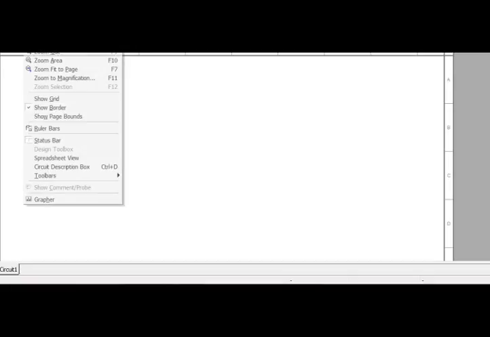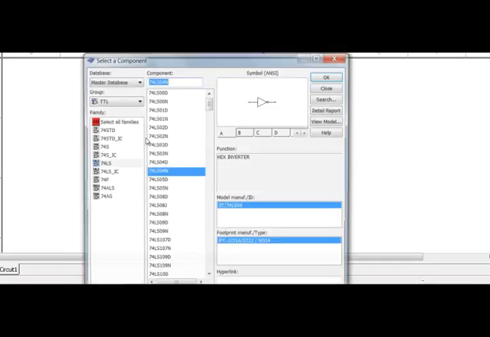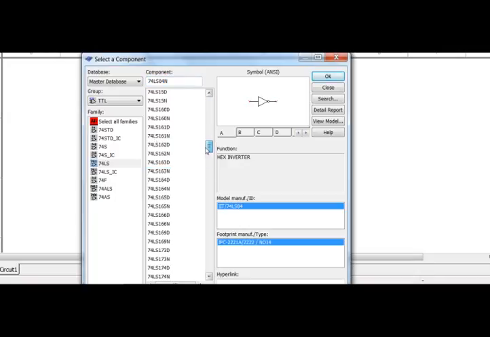Okay, so view, zoom to something, right? Wrong way. Okay, so I filled the screen, and I need 74 76s.